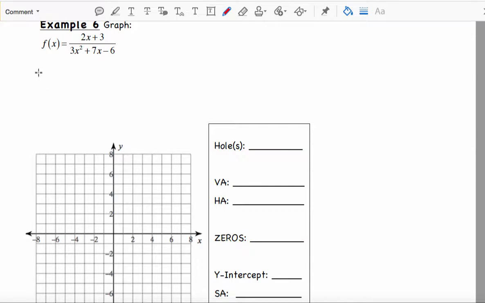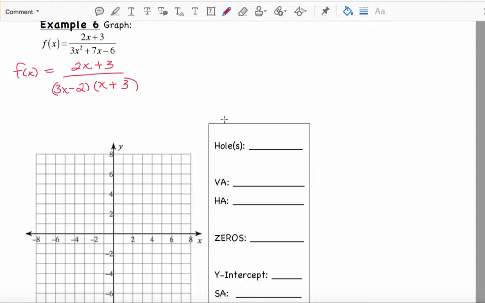First thing we're going to do is factor our denominator. Our numerator cannot be factored any more than it already is, so we'll leave that as 2x plus 3, and our denominator is going to factor into 3x and x, and then 2 and 3, and that's going to be plus and that's going to be minus. Okay, I think that looks good.